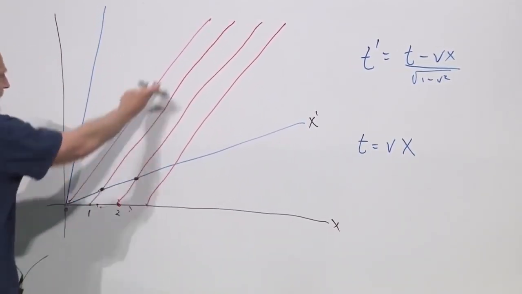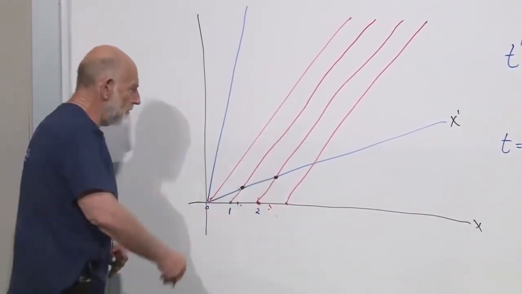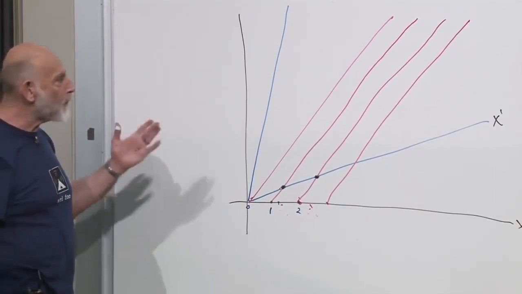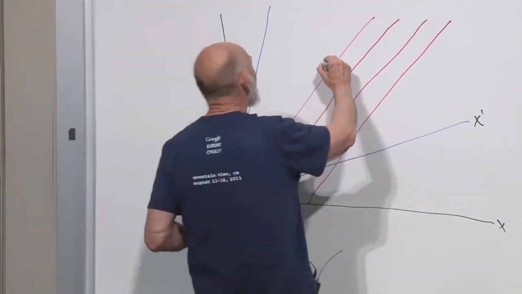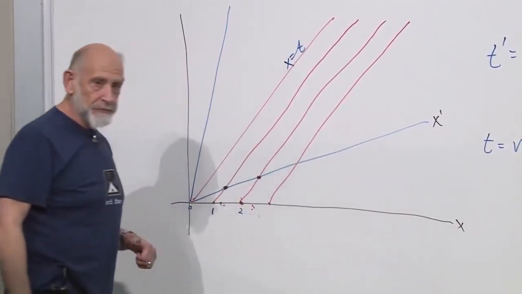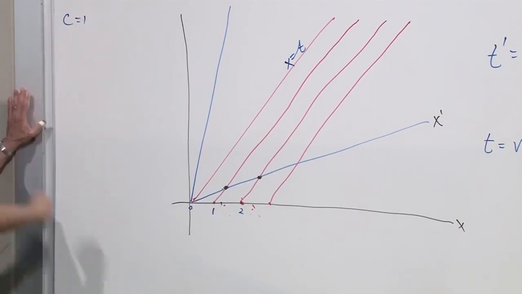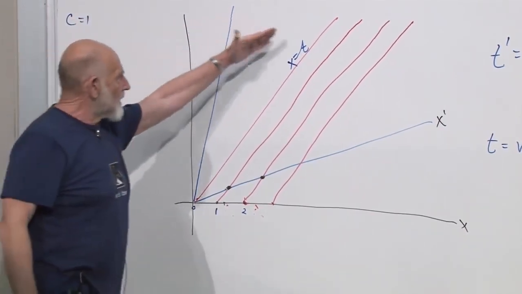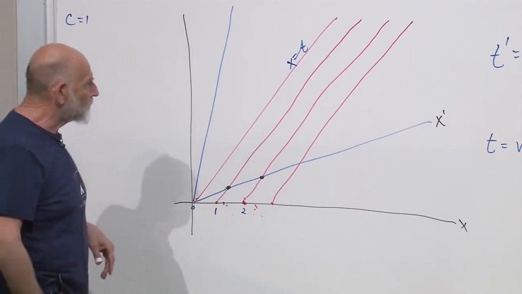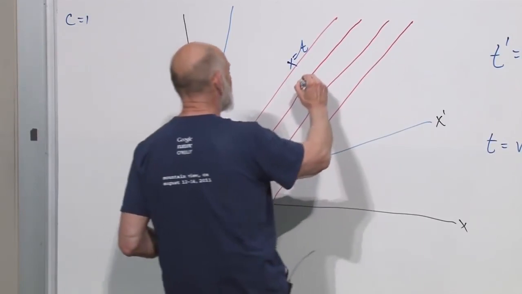And what is this line over here? Well, first of all, what is this line? X equals t, moving with the speed of light. C equals 1. That's x equals t. What is this one? Oh, come on. It's easy. All right. X equals t plus 1, right?